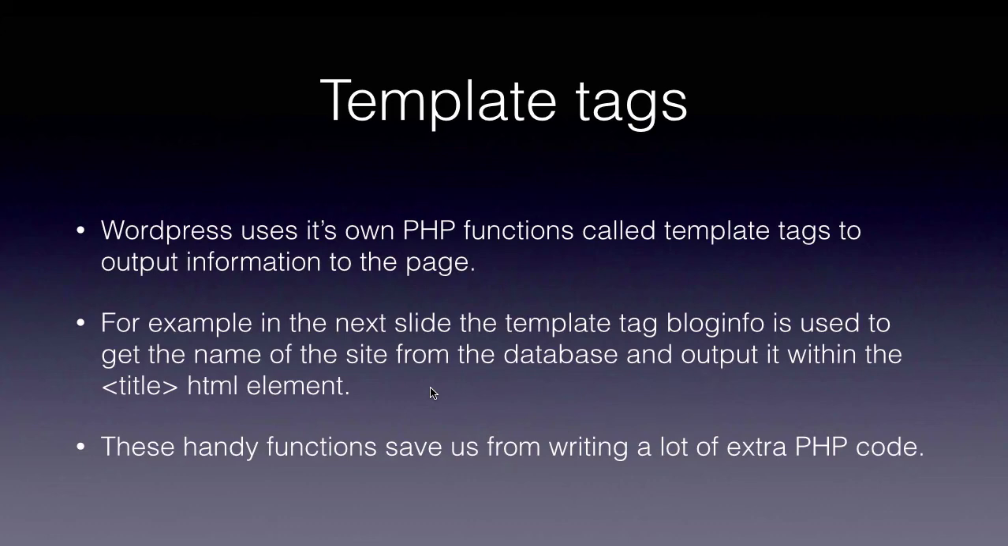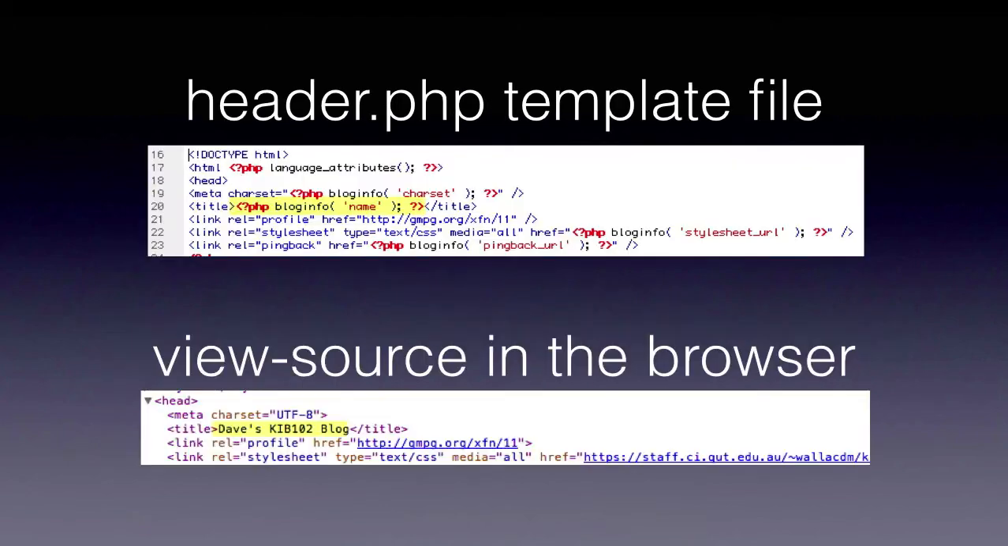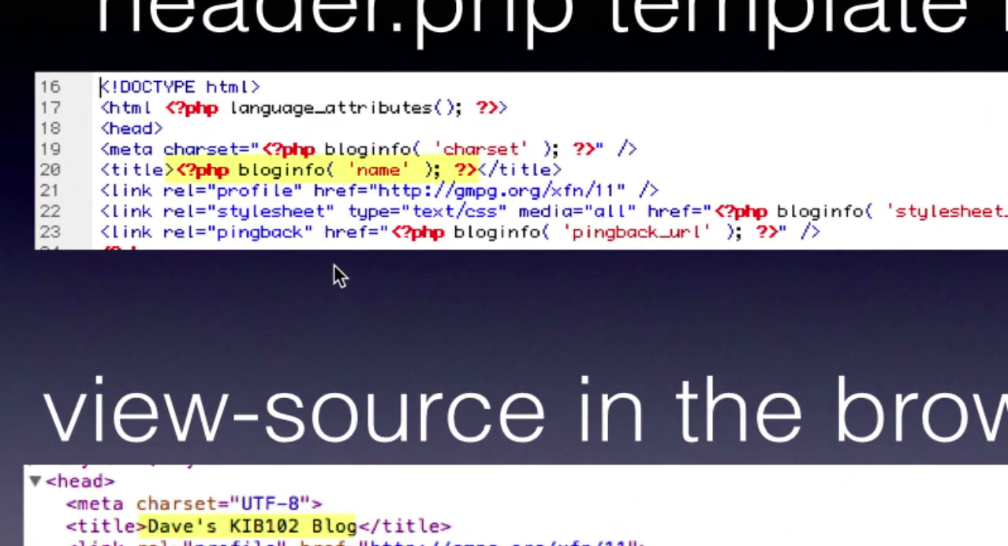So for example, in the next slide, this is sort of explaining what I just said. The template tag blog info is used to get the name of the site from the database and output it within the title HTML element. So that is in the actual template itself, and this is the result of viewing the source. When I took this screenshot, it was for a different unit, but there it is, output Dave's KIB216 blog. So we can see the result of that in the browser.